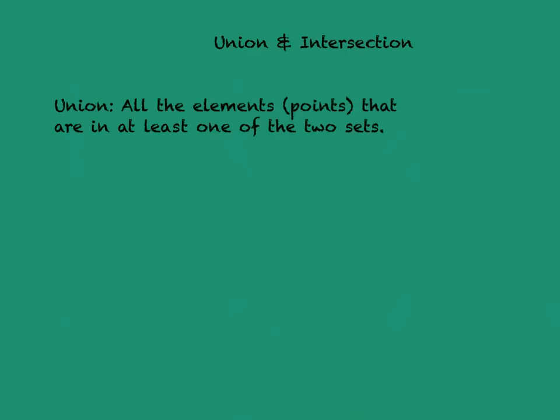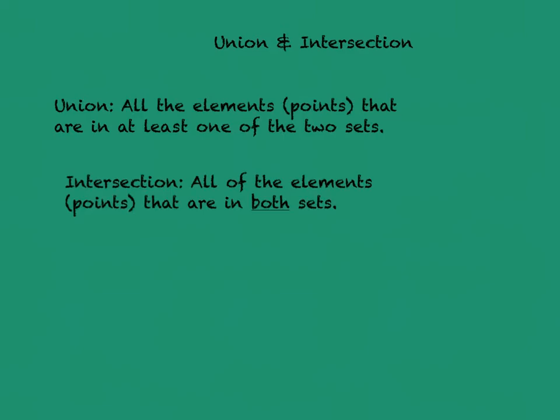The union is the first of these two topics, and it is all of the elements, or in geometry the points, that are in at least one of the two given sets. When you see some examples, you'll see what I'm referring to. On the other hand, the intersection will be those points that are in both of the given sets. So let's take a look at some numbers first, and then we'll do some examples with some geometric figures.